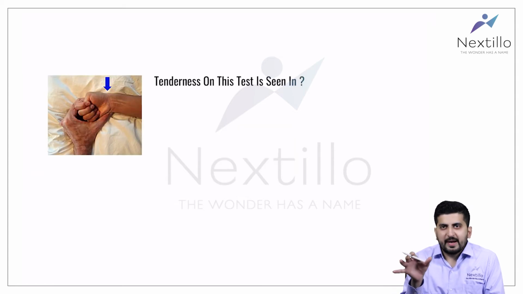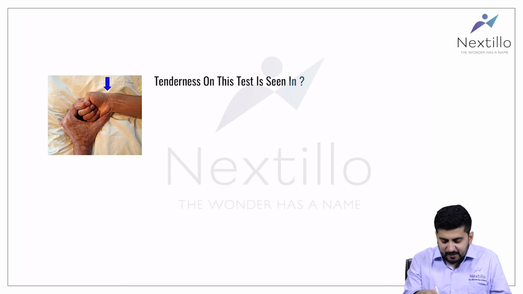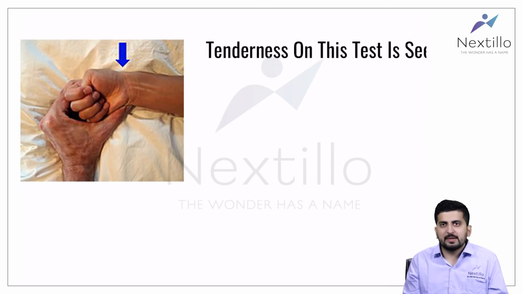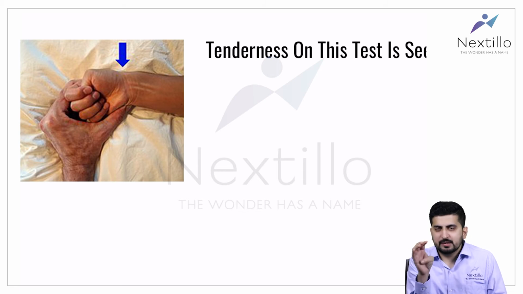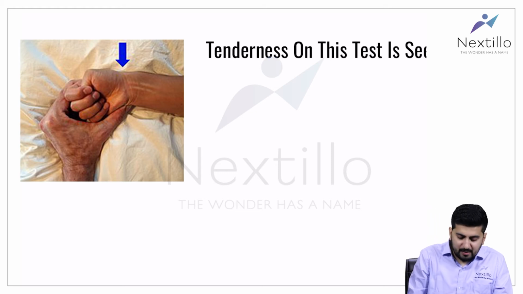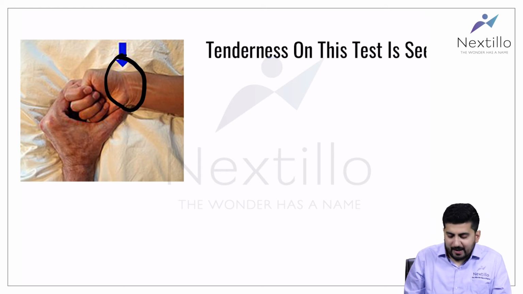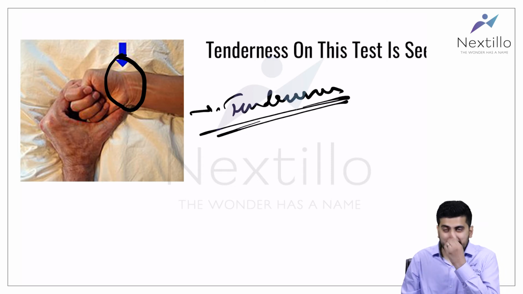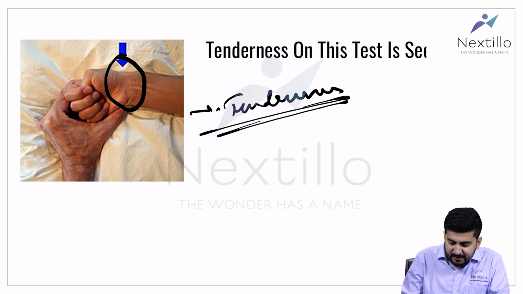So there are some named tests which need to be remembered, and this image-based question is based on that test. In this scenario, what happens is that the patient keeps his thumb in between the palm and the examiner forcefully ulnar flexes this arm at the wrist joint, and that can lead to tenderness, and this test is known as the Finkelstein test.